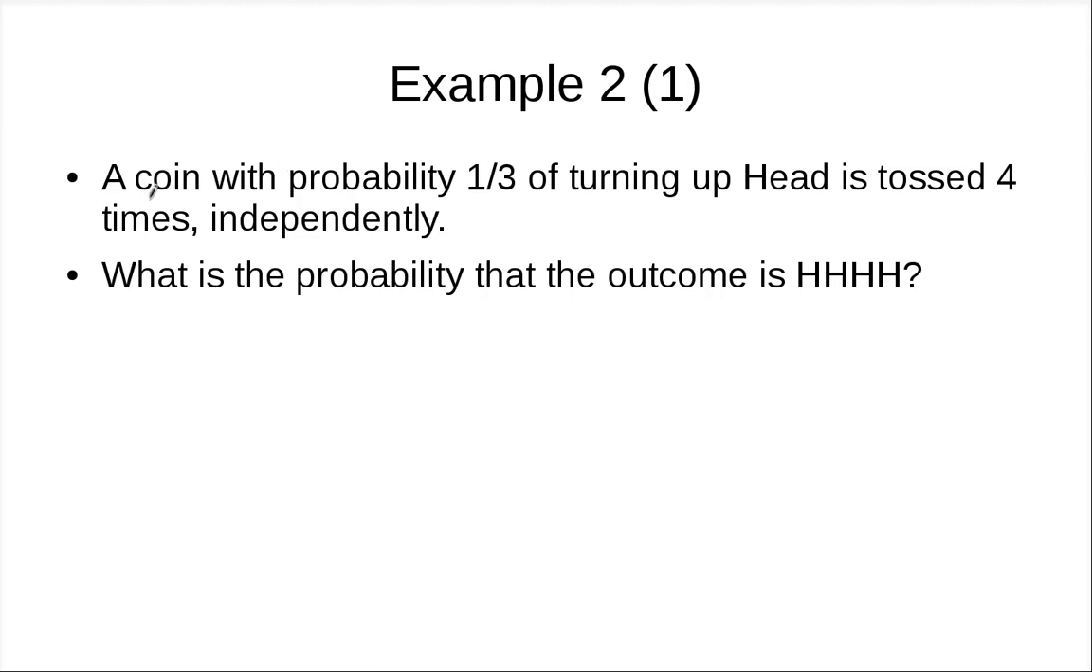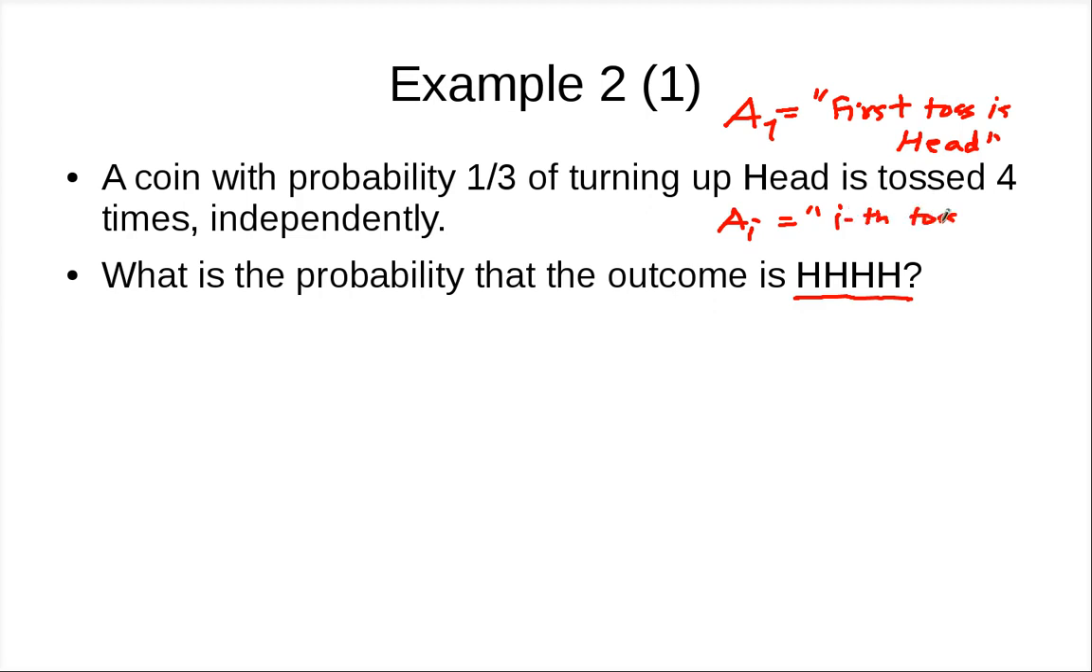If you have a coin with probability 1/3 of turning up head, and it is tossed four times independently, what's the probability that the outcome is all heads? We can define four events. A1 is the event that the first toss is head, and in general Ai is the event that the ith toss is head. That's the definition of event Ai.